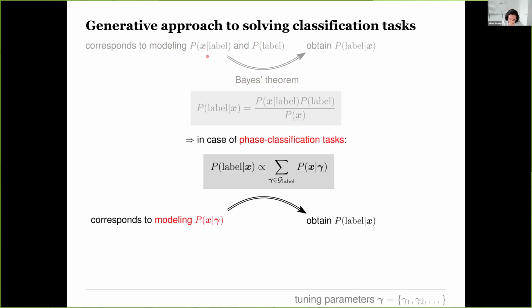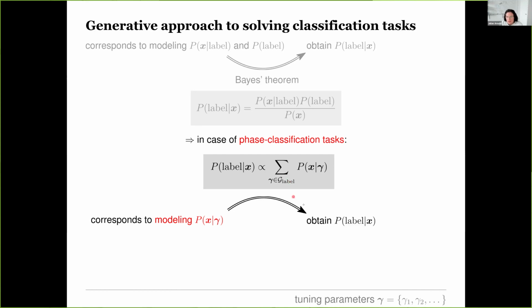Well, it turns out that in the special case of phase classification tasks, the probability of obtaining a label given X is proportional to the sum of the probabilities of obtaining X at a given point gamma, where we sum over all of the points gamma belonging to the group of that particular label. So these will be all of the colored points within a certain set. So what does that mean?